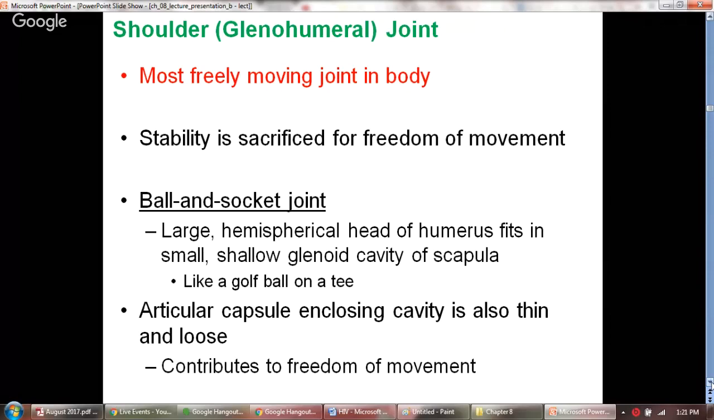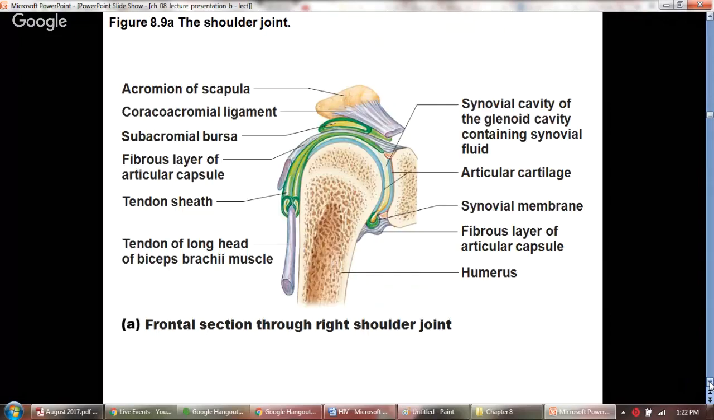This is a ball and socket joint. The head of the humerus is not a fully formed sphere, it's a hemisphere. So the large hemispherical head of the humerus fits into the small, shallow glenoid cavity of the scapula. The articular capsule enclosing the cavity is also thin and loose, and that allows it to have a great range of movements. So here you would see the glenoid cavity over here, and you would see the hemispherical head of the humerus.